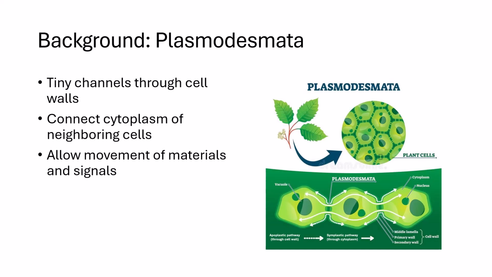One of the unique features of plant cells is that even though they have rigid cell walls, they are not isolated from each other. Plant cells can communicate through tiny channels called plasmodesmata. These pass through the cell wall and connect the cytoplasm of neighboring cells. Through plasmodesmata, cells can exchange water, ions, sugars, and signaling molecules. Basically, they help the plant coordinate what's happening across tissues.